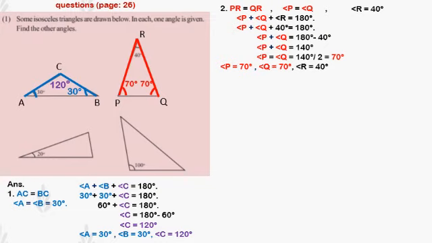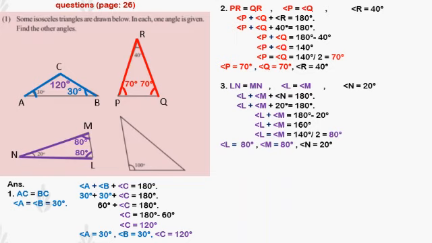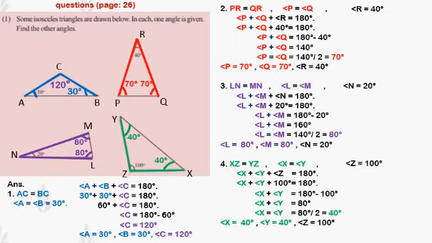In the third triangle, we can call it triangle LMN. Here base is LM and equal sides are LN and MN. So the answers are angle L equal to 80 degree, angle M equal to 80 degree and angle N equal to 20 degree. In the fourth triangle, let us call it triangle XYZ. Here base is XY and equal sides are XC and YC. And answer is angle X equal to 40 degree and angle Y equal to 40 degree and angle C equal to 100 degree. These are the answers.